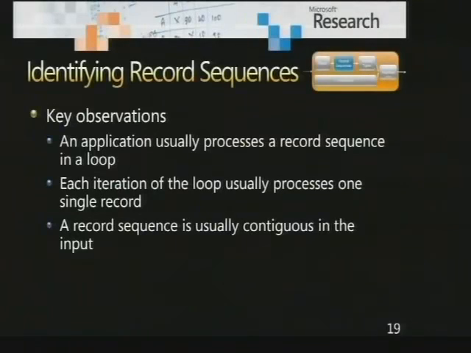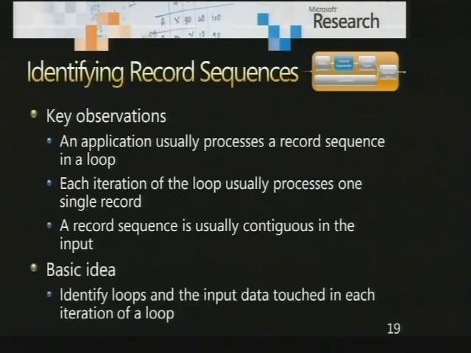The second component in Tupni is that we identify record sequences. The key observation behind this component is that an application usually processes a record sequence in a loop. Each iteration of the loop usually processes one single record. Also, a record sequence is usually contiguous in the input. Based on these three observations, our basic idea is to first identify the execution loop and the data touched. Then we figure out what data are being touched in each iteration, and they are likely to be the record.